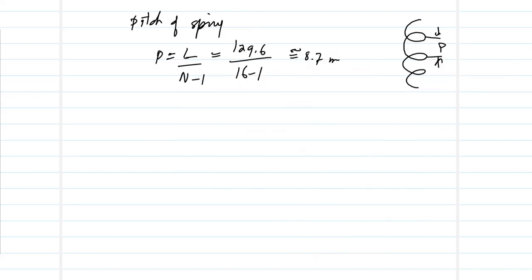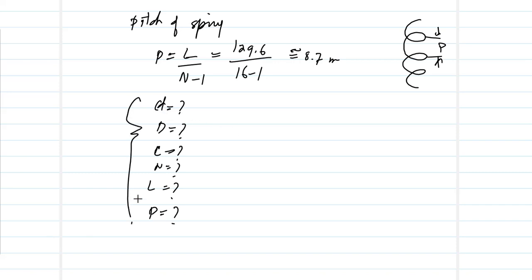Clear? So again, if the problem is to design a complete spring, you have to find small d, capital D, C, the number of turns, the total length, and the pitch of the spring. These are all the design parameters if you design the whole spring. In the exam, just keep in mind there is a possibility that not all of these parameters can be found. But I think in most cases you can find them.